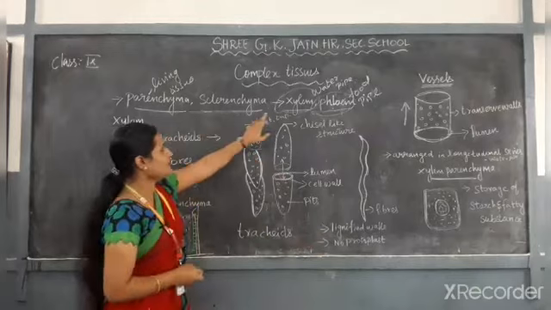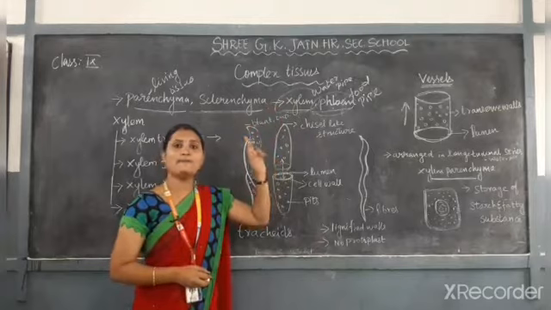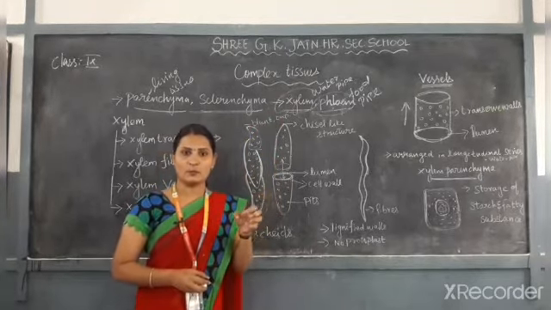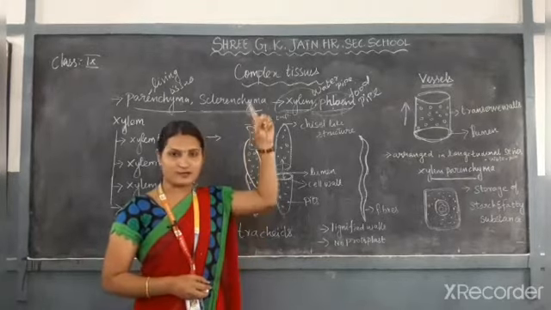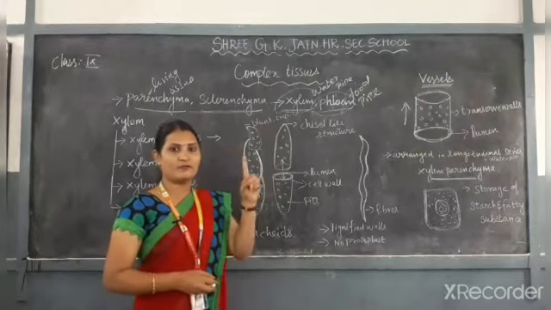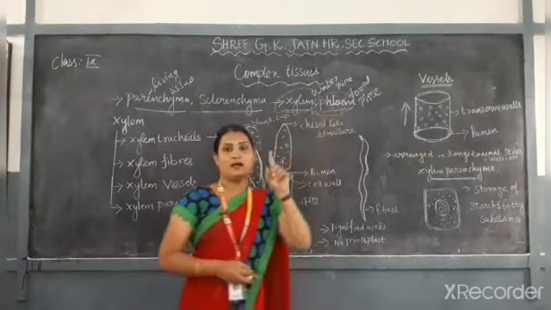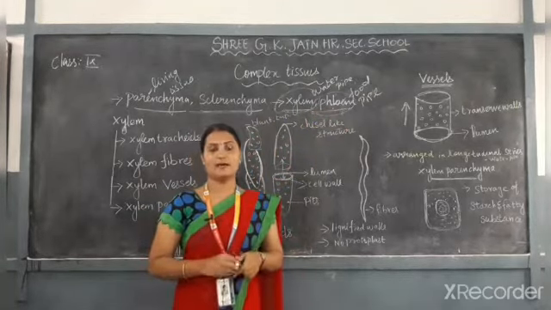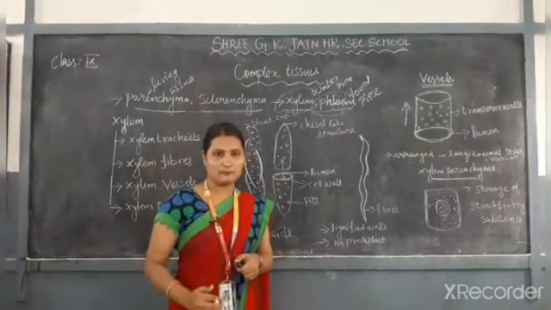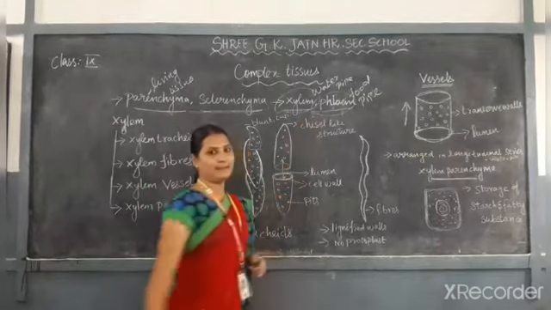Here in the xylem, the water gets conducted only in one direction, that is the upward direction. The water and nutrients that are absorbed by the roots are conducted upward. So only one direction of conduction occurs in the xylem. But the phloem is bidirectional, from down to up and from up to down. So translocation occurs in two ways in the phloem pipe.